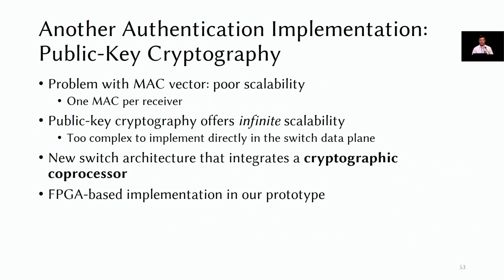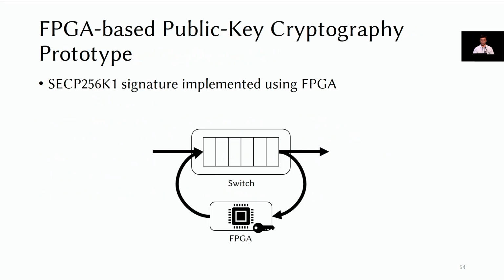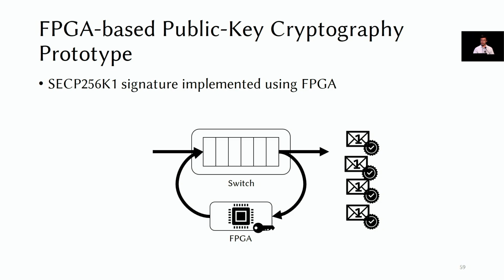The problem with MAC vector is poor scalability because it requires 1 MAC per receiver. Public key cryptography, on the other hand, offers infinite scalability, but it is too complex to implement directly in the switch data plane. So we propose a new switch architecture that integrates a cryptographic coprocessor, and we implemented it with FPGA in our prototype. In our prototype, we implement SECP256K1 signature generation on FPGA, and the switch is used to assign sequence numbers and multicast.